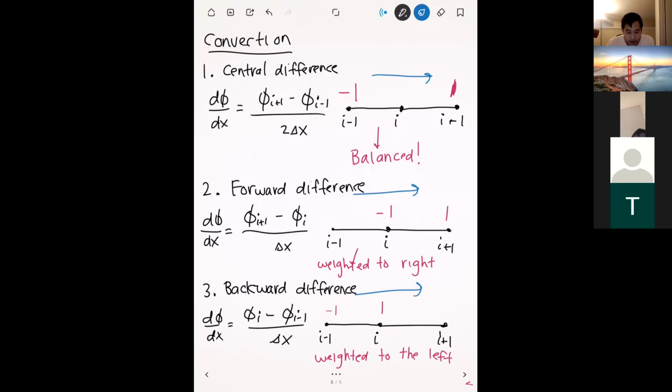Question: why is the central difference divided by 2 delta x? It's divided by 2 delta x because we're taking the difference between nodes that are 2 delta x apart. Remember, the distance between each node here is delta x. In the central difference, since we're taking the difference between phi I plus 1 minus phi I minus 1, you divide by 2 delta x. Don't worry about the spoilers, we'll get to it. Any questions on this so far?